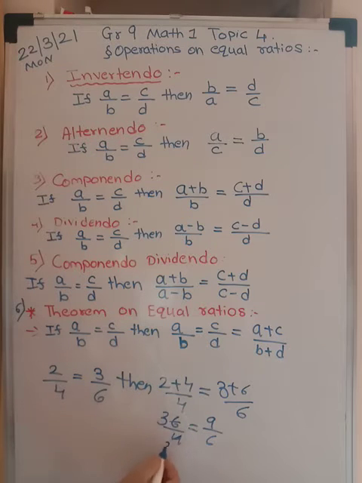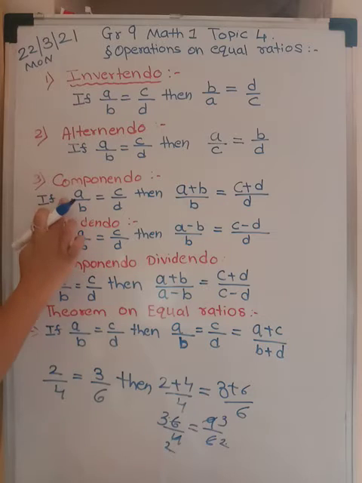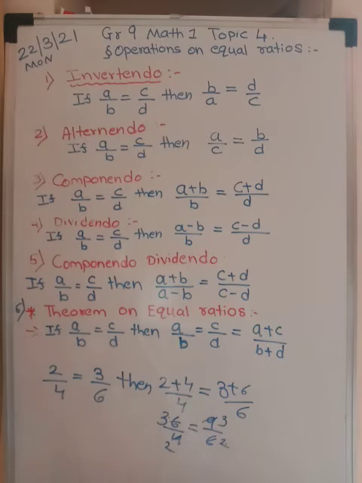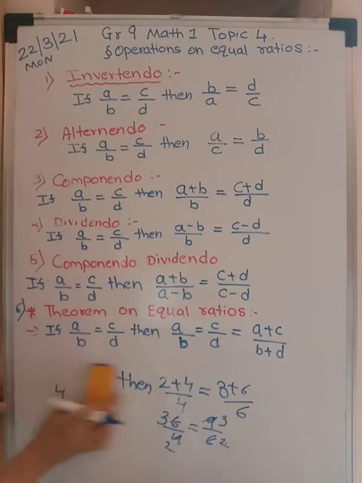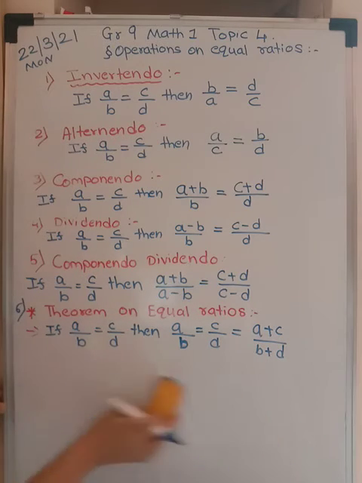Okay, this is what? 2 3s and 2 2s are, 3 3s and 3 2s are, 3 by 2, 3 by 2. Got it? It is as simple as that. You just operate whatever you are doing to the first ratio, you do the same to the second ratio. The ratio remains same. Alright. Now let's go for dividendo.